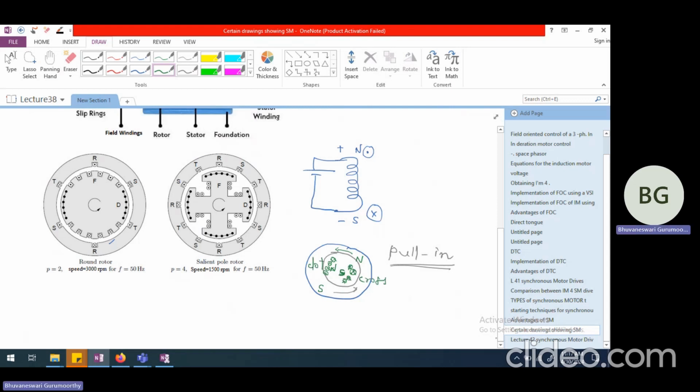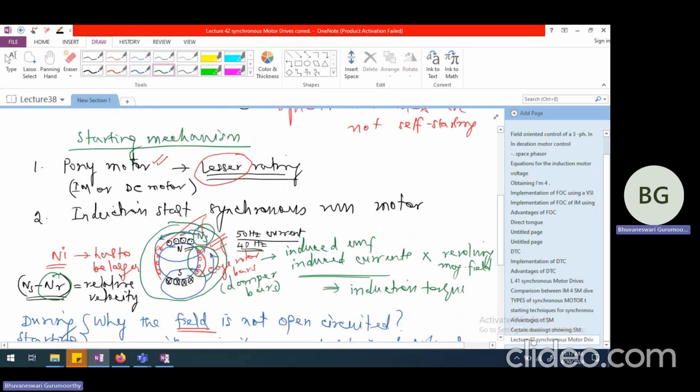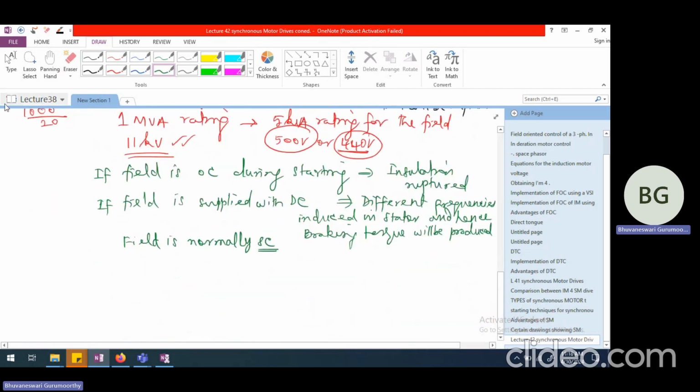So this is very, very important from the point of view of successfully synchronizing or pulling in the rotor with the stator revolving magnetic field. So the second type of mechanism, which is induction start and synchronous run mechanism for the synchronous motor, essentially involves initially short circuiting the field winding, allowing the damper bars to develop the induction torque and then allow the rotor to pick up speed very close to synchronous speed. And eventually the field supply has to be turned on so that the pull-in mechanism successfully happens. So that is the second type of starting mechanism.